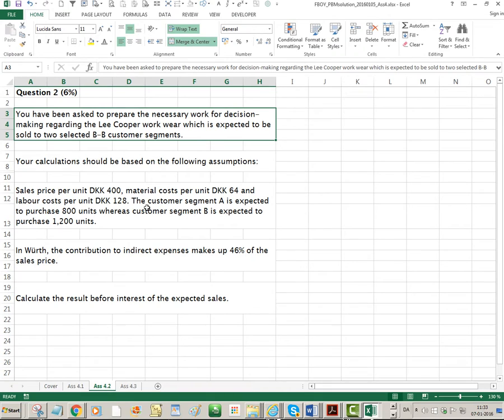So, you have been asked to prepare necessary work for decision making regarding work we expected to be sold. Business segment, they have a set of assumption of numbers here. And they say that the contribution to indirect expenses makes 46% of the sales price. Calculate the result on these two segments.